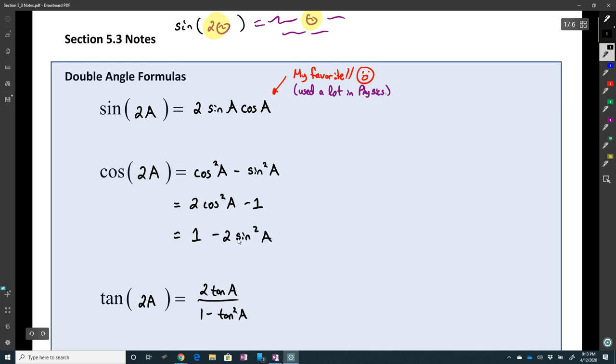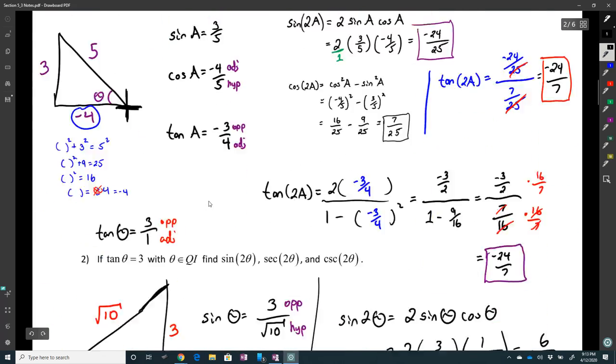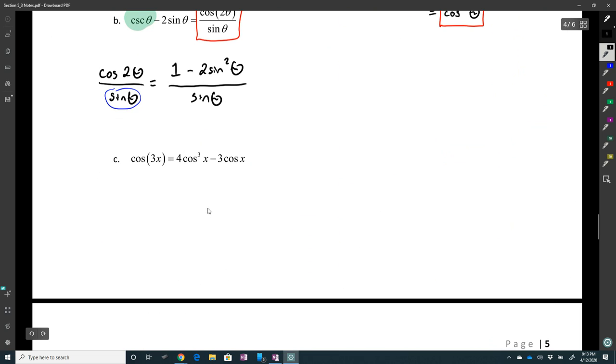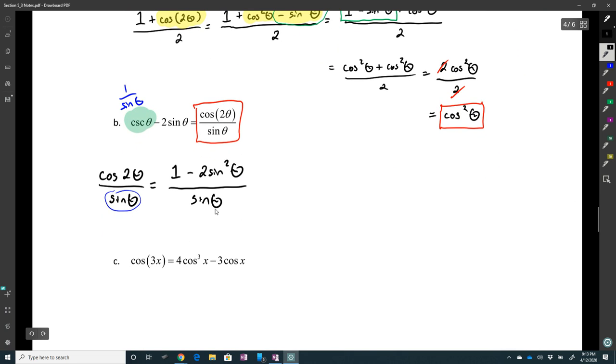So depending on your problem, you have to kind of intuitively guess which one to use. Now if you're using one, you might end up not getting anything. In that case, switch to a different formula. Part of it is trial and error. But anyway, so we did cosine of 2 theta. We switched it over with this.